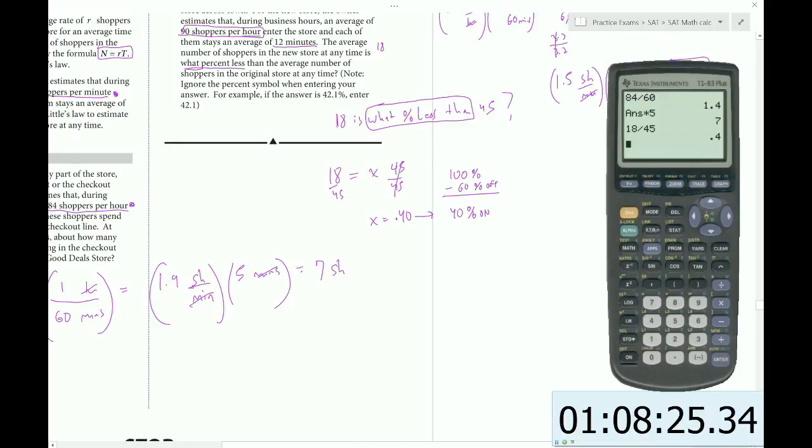So actually, we don't need that number. We just need the 40%. So the answer is 40, right? 40%. Because that's the percent that this is of the original.